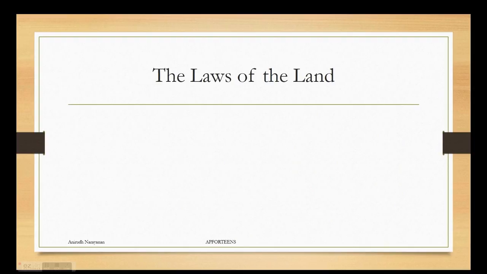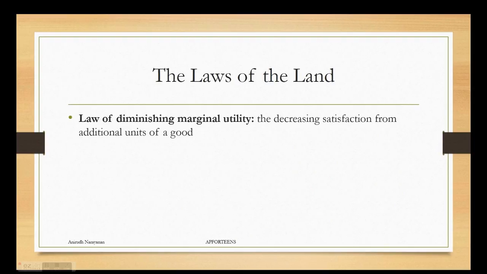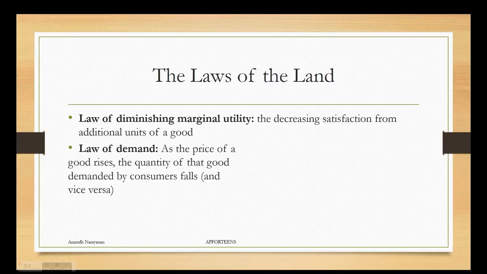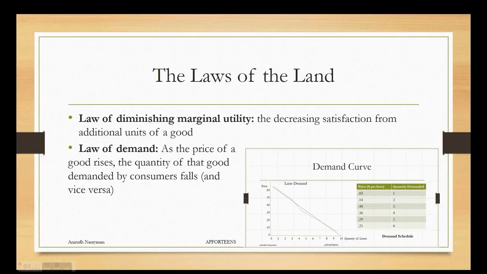Now, there are a bunch of different laws when it comes to demand. The law of diminishing marginal utility focuses on the decreasing satisfaction from additional units of a good. Now, the law of demand, which is one of the biggest laws that you need to know in microeconomics, is as the price of a good rises, the quantity of that good demanded by consumers falls, and vice versa, which is why you saw the line going downward sloping.